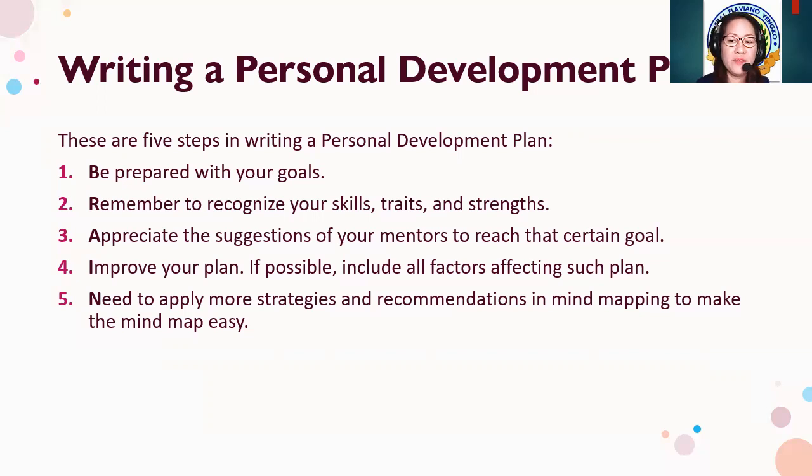Okay. Number 4, which is yung I, meaning improve your plan. So if possible, include all factors affecting such plan. So hindi lang factors, pati yung mga pros and cons dapat alam mo din. Okay? For you to be able to improve it, di ba? Ay, hindi pa pala po pwede ito. So kailangan ayusin ko to. So with that, you are already improving your plan.